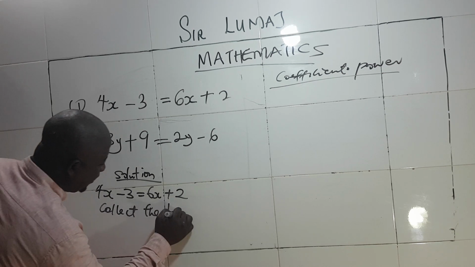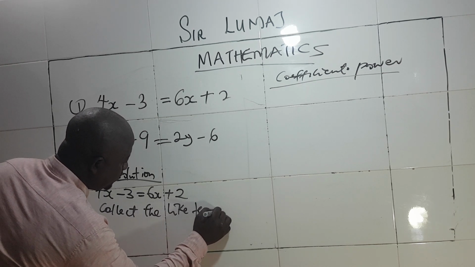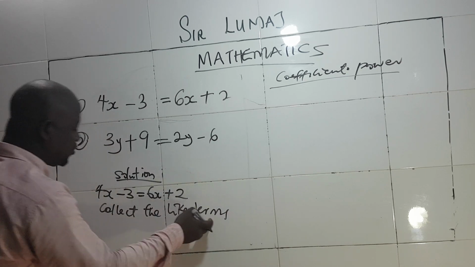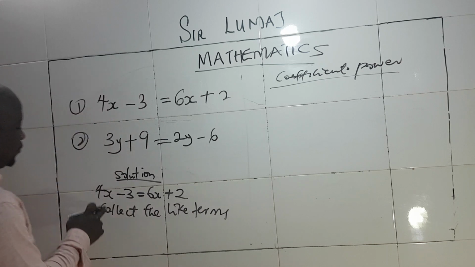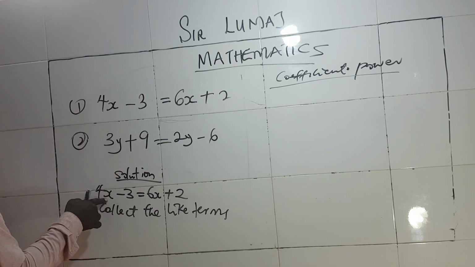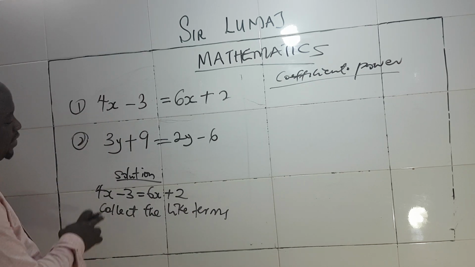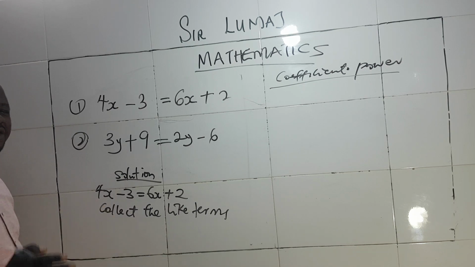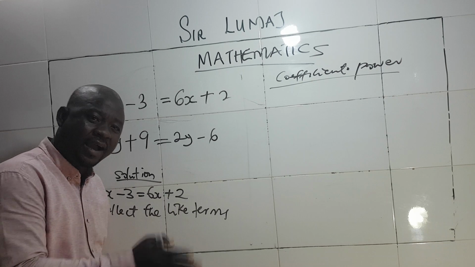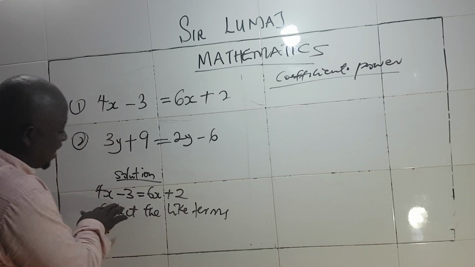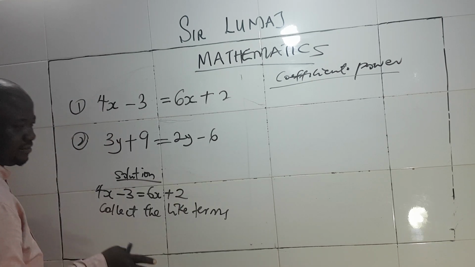Collect the like terms. Meaning that alphabet will be on one side, number will be on the other side. This is alphabet. And when you are trying to collect the like terms, always ensure that the smaller number goes to meet the higher number, so that you save yourself of the sign.